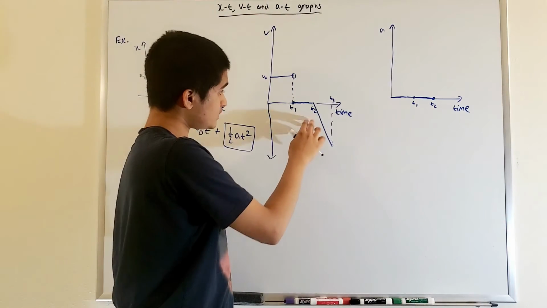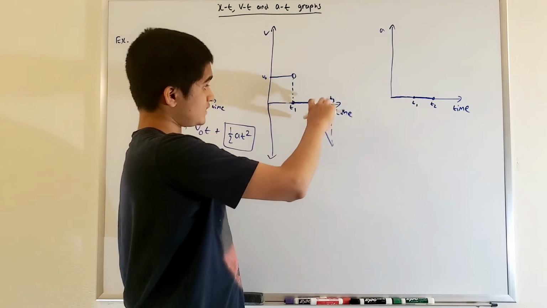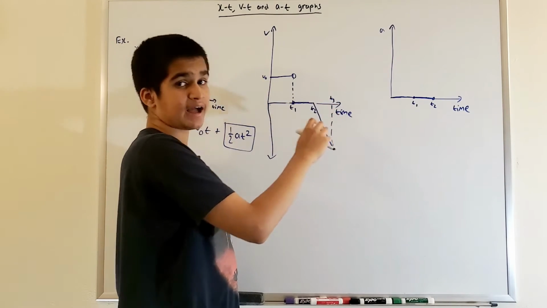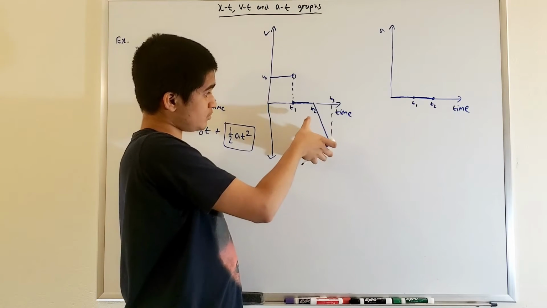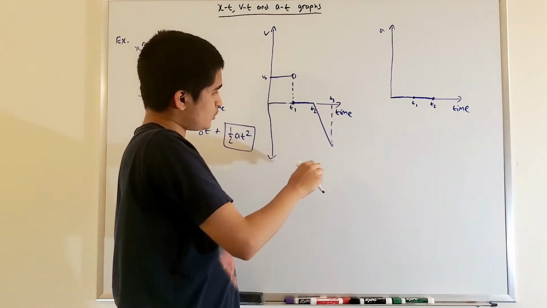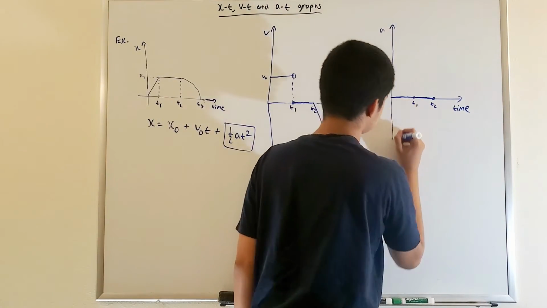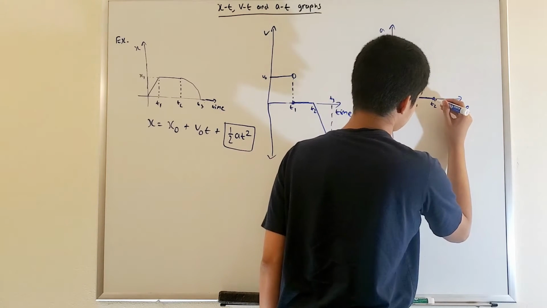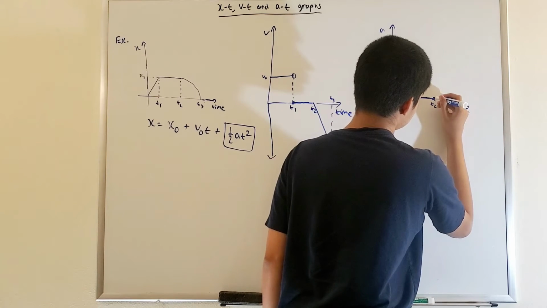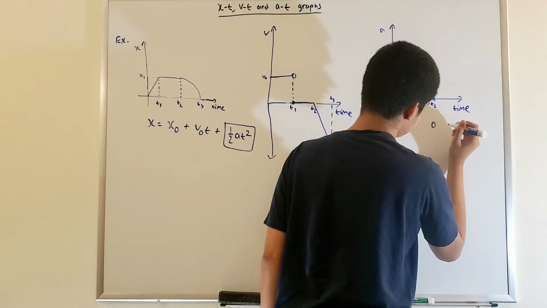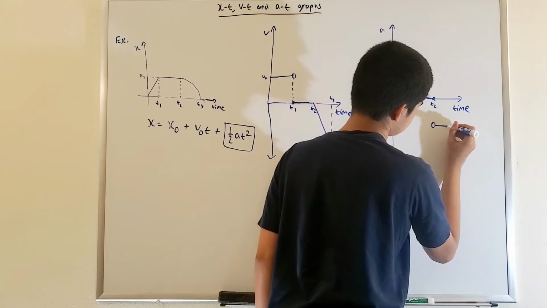However, between t2 and t3, we see that there is a negative acceleration, which is going to be constant throughout. So if we draw that, we will get a line that looks like this.